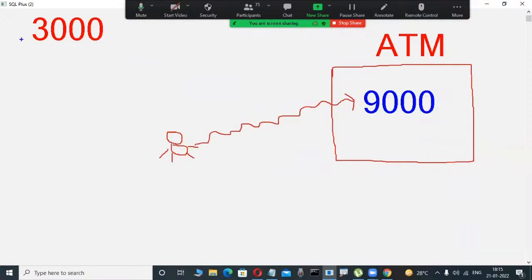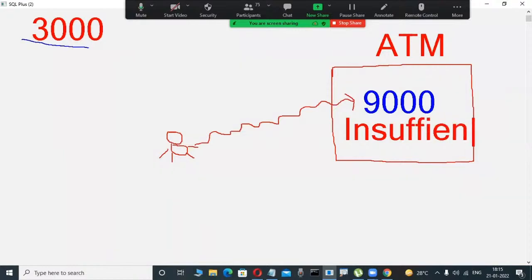Here my balance is 3,000, but how can I get 9,000 rupees? Impossible. In this case, it will give a message. Are you observing your ATM machines? Maybe some message will be displayed, such as "insufficient funds", something like that.